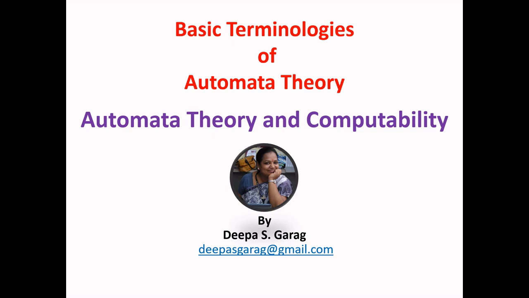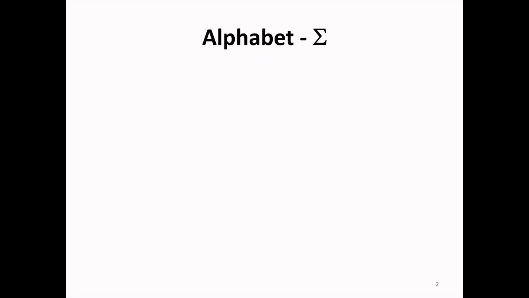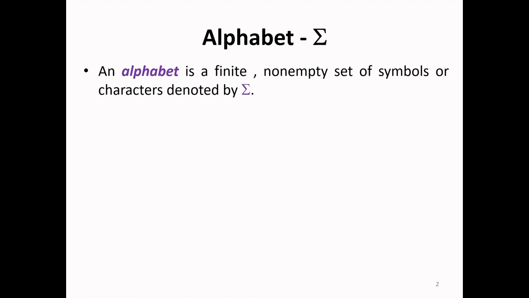Hi friends, today let us discuss some basic terminologies of automata theory. Alphabet is represented by sigma. An alphabet is a finite non-empty set of symbols or characters, represented by sigma.